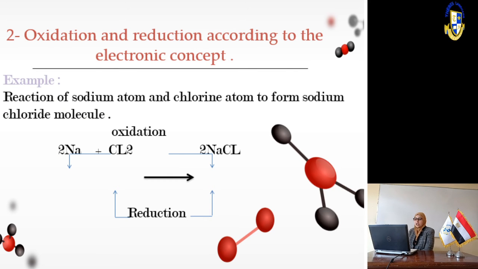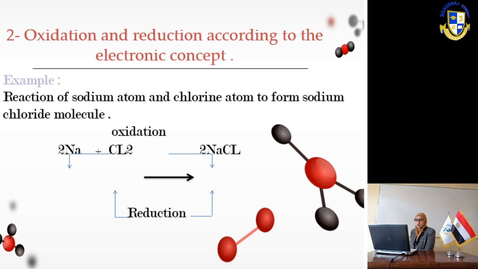Slide number 16. Oxidation and reduction. Here is an example: the reaction of a sodium atom and a chlorine atom to form a sodium chloride molecule. Sodium and chlorine make sodium chloride. The electronic configuration of sodium is 2, 8, 1. Sodium will lose one electron and change to a positive ion. Here it is called monovalent.